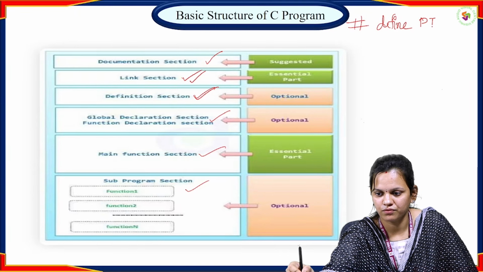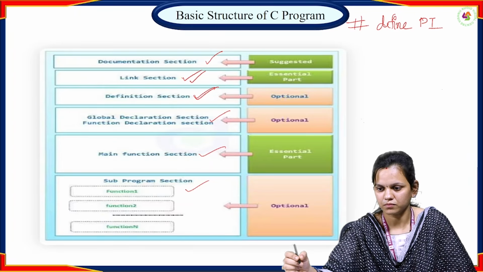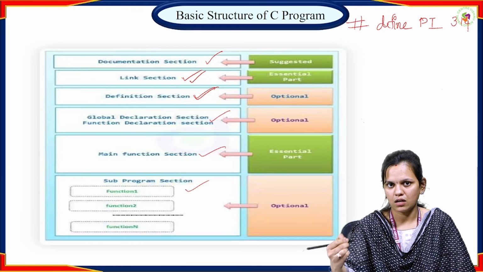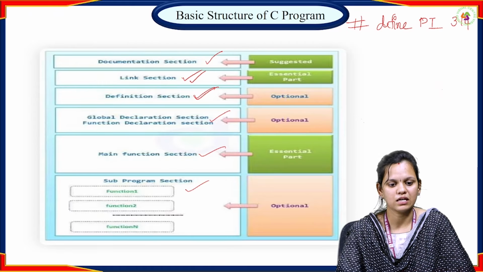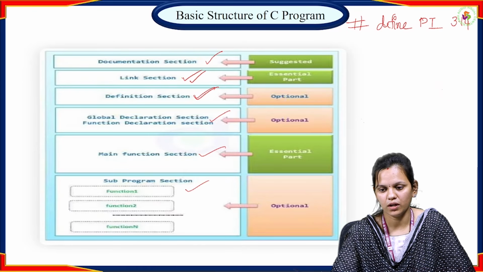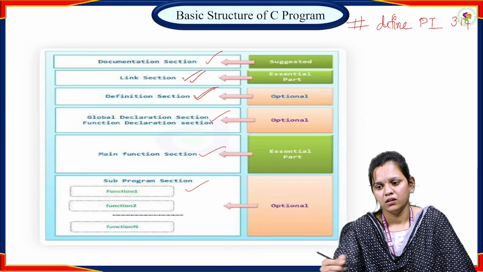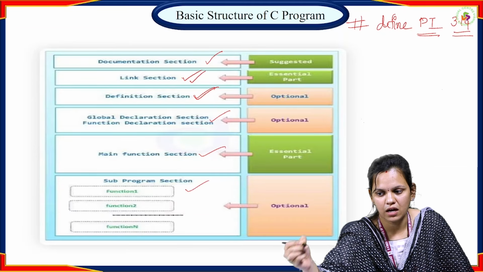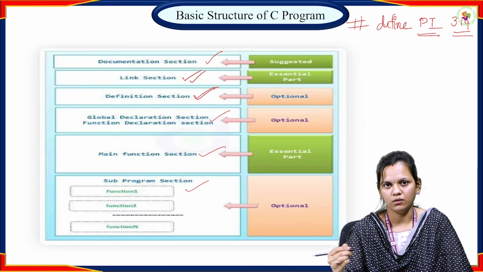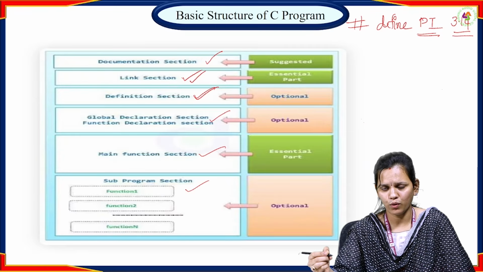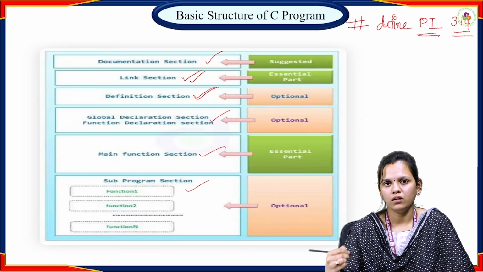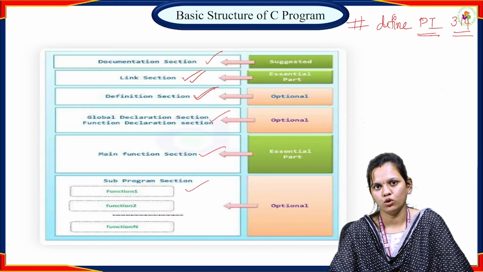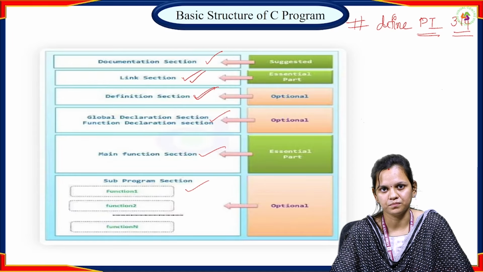Suppose I have a constant called pi, and the value of pi is 3.14. This is how I'll declare the constants in the definition section. As define, give the constant name, give a space, and give the value of that particular constant. That value will be used throughout the program, where the value of the constant cannot be changed. If you try to change the value of the constant, you will get an error in the program.